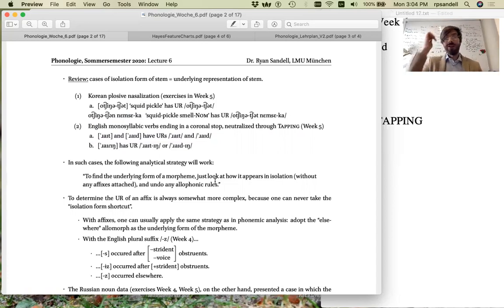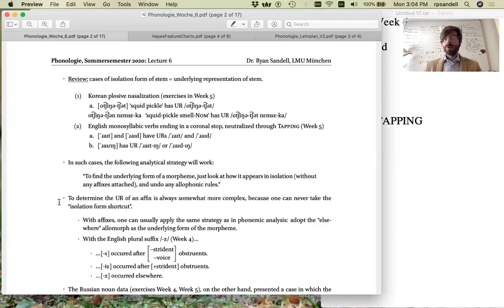Of course, there are languages, in contrast to, say, English and Korean, in which not every word is multimorphemic. There are other languages in which virtually every word is multimorphemic, and there are no isolation forms, really. So this strategy, in its basic conception, will simply fail in languages where virtually every form of every word is morphologically complex.